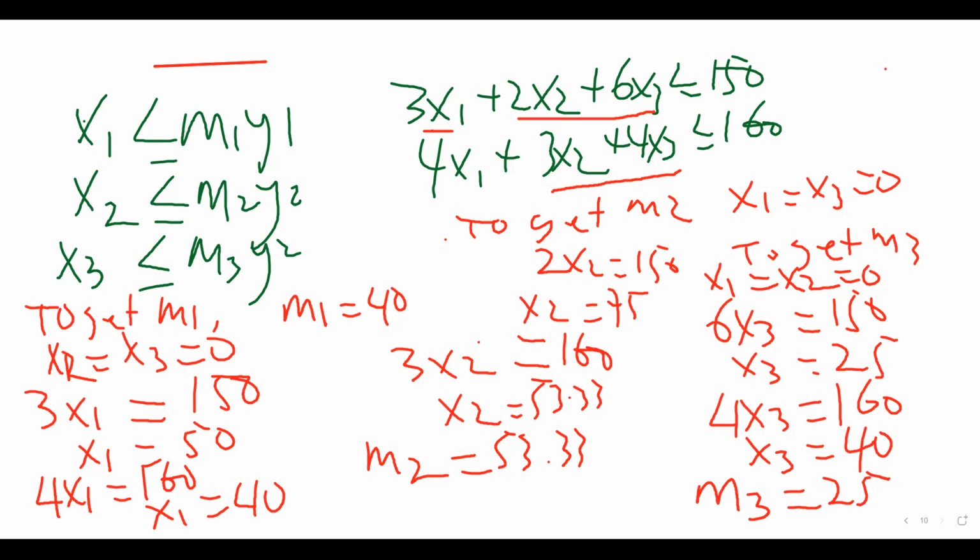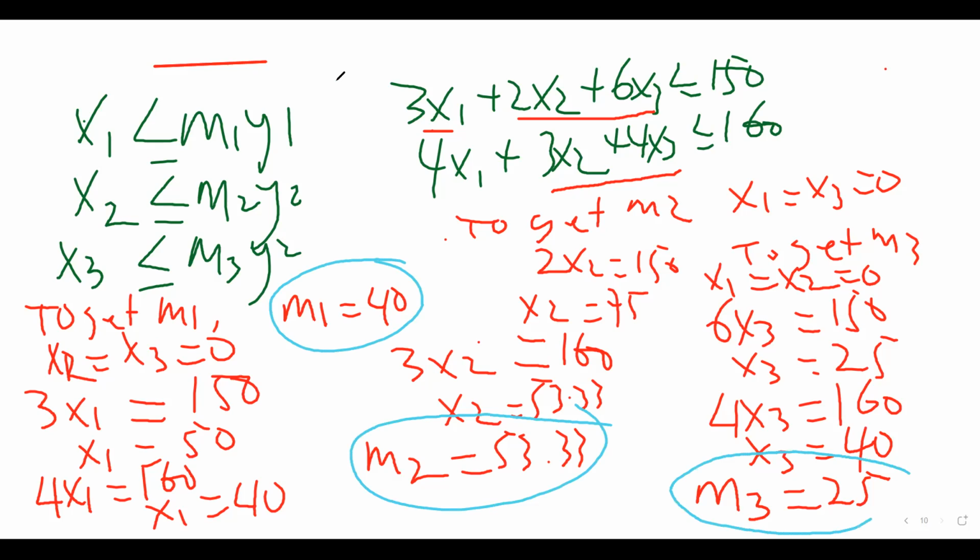So it was on the basis of this that we were able to get our values. Our first M1 was 40. Our M2 is 53.3. Our M3 is 25. And so we are just going to substitute them into their values here. We rewrite the whole thing by substituting that. Okay, you have 40, you have 53.3, and you have 25.